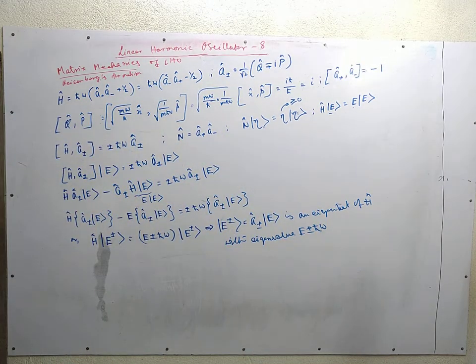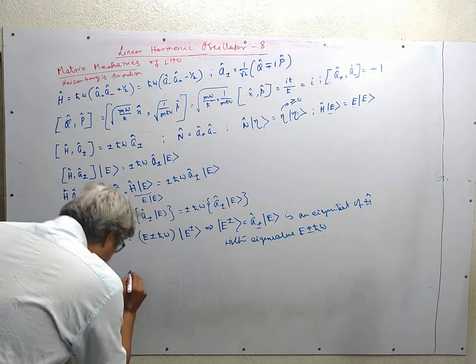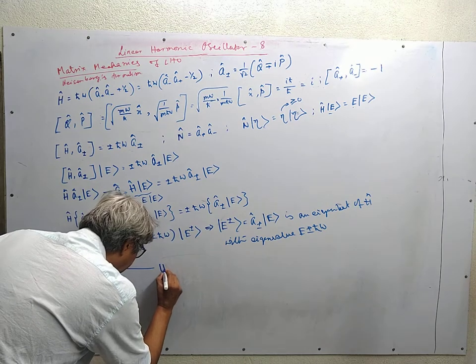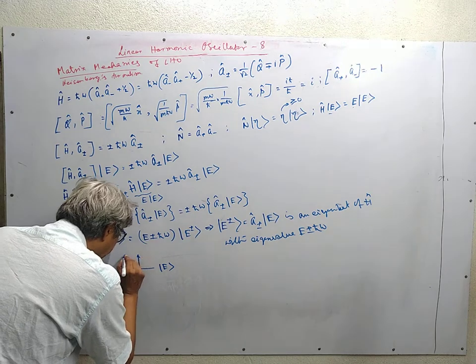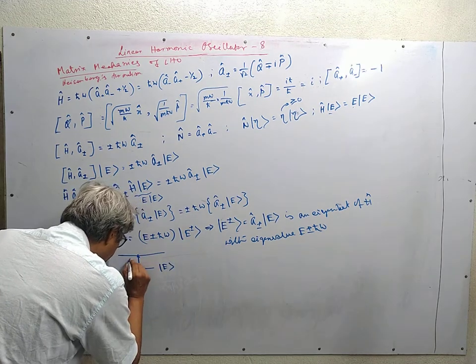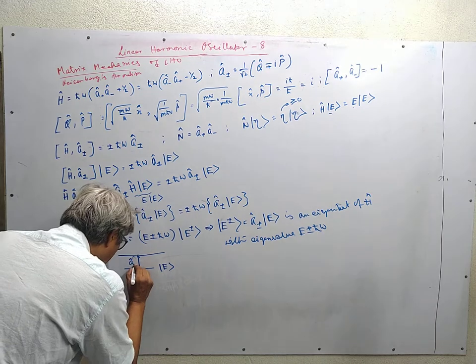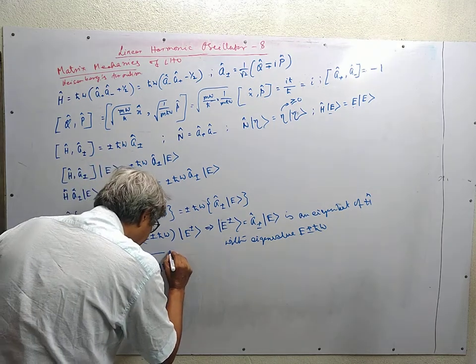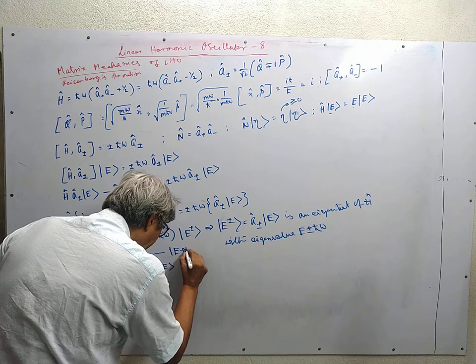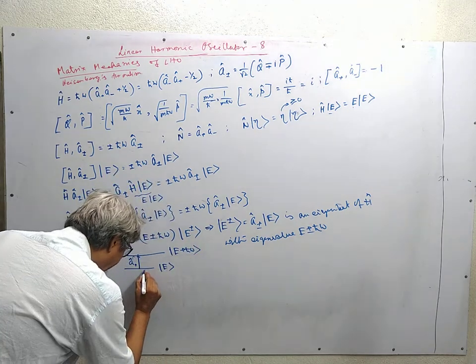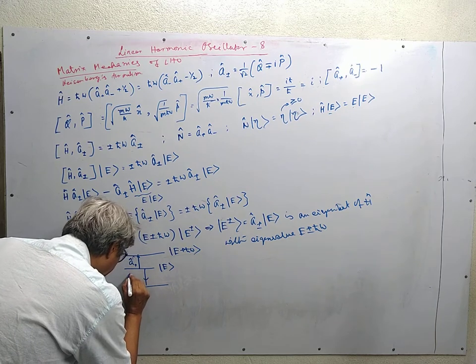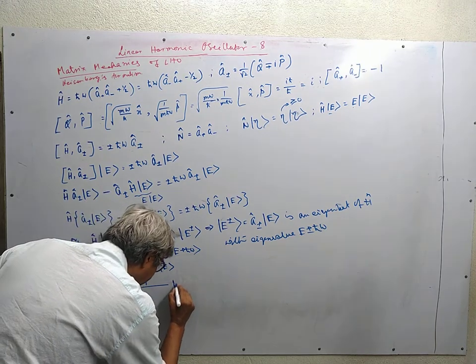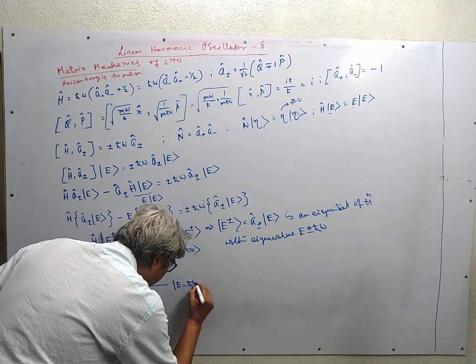That is, when A plus operates on a state E, it takes the energy to one level higher. When A plus operates on it, it goes to an energy level E plus h cross omega, and when A minus operates on it, we go one step down.